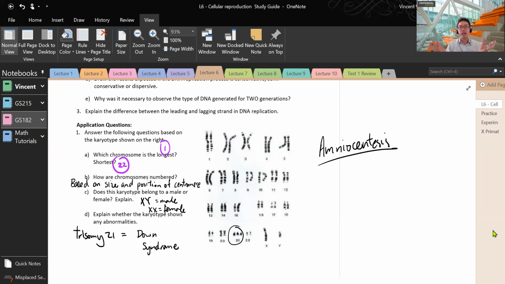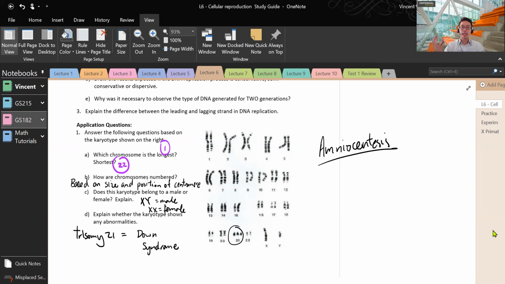It's kind of like the egg yolk of an egg, if you would, okay? And inside that sac is a lot of fluid, right? That keeps the baby floating. That fluid is called the amniotic fluid, okay? That fluid contains a lot of the baby's cells.